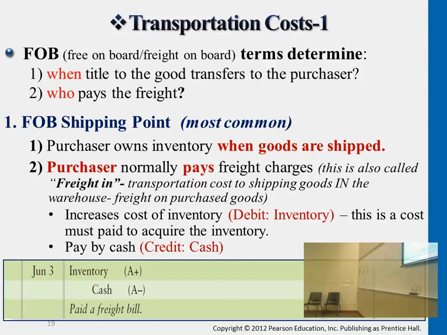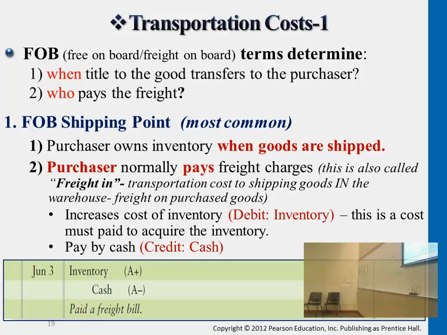Okay, last case here, transportation costs. There are different types of transportation terms, FOB terms. FOB stands for free on board. Basically, the two different types, FOB shipping point and FOB destination, determine which party pays the freight charge. Okay, this will be decided up front.